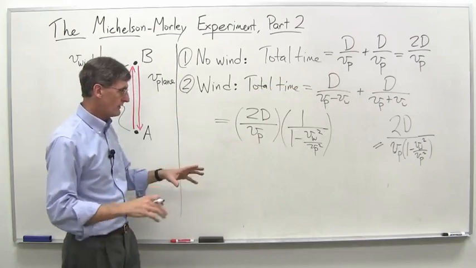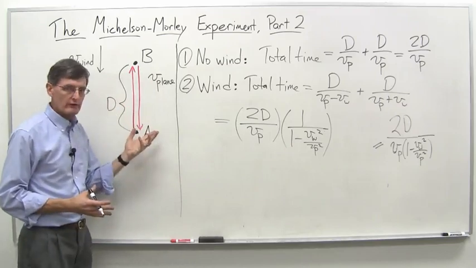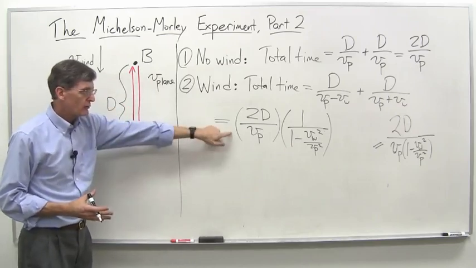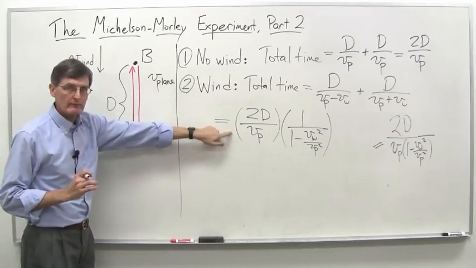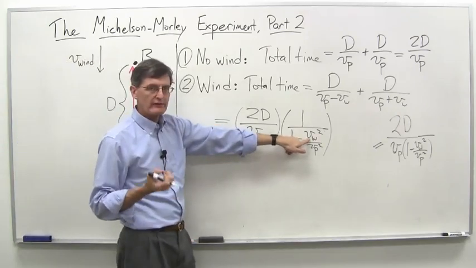Note also that, and this is a good thing to check in these cases, you say, okay, this is the case with the wind involved. This equation should be true if there's no wind, right? Does it give us the right result? Well, if there's no wind, the velocity of the wind is 0.